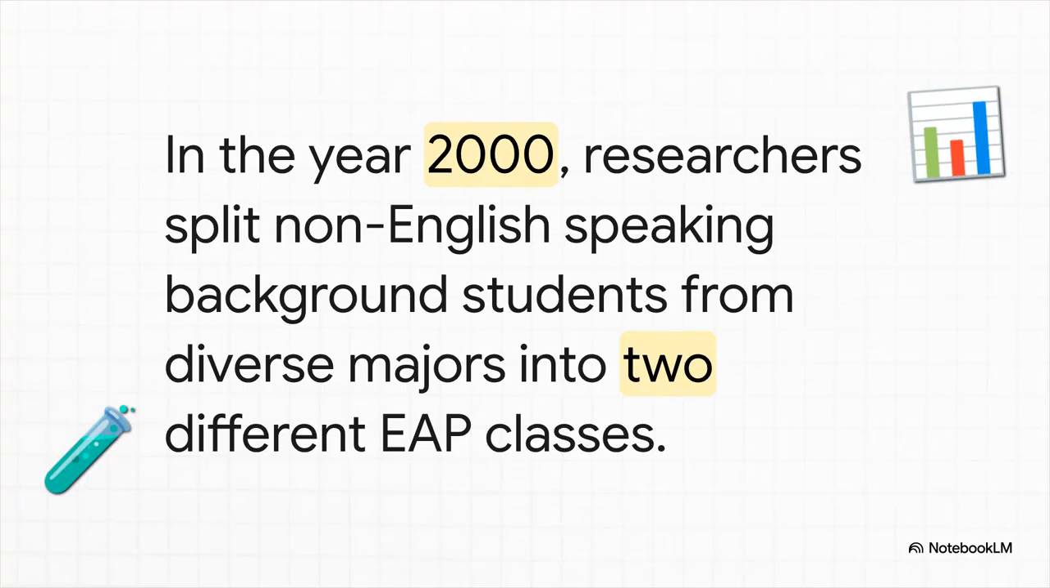Now, I want you to pay close attention to the methodology here, because it's a really fantastic example of educational research in action. What they did was they took two very similar groups of international students, and these students were studying everything from commerce to environmental planning, and they randomly put them into one of two different EAP classes.